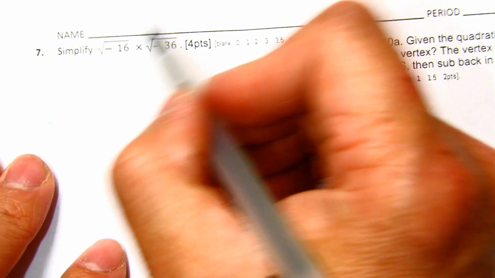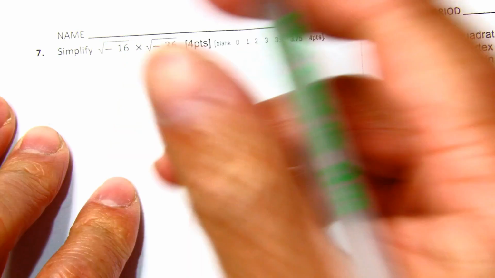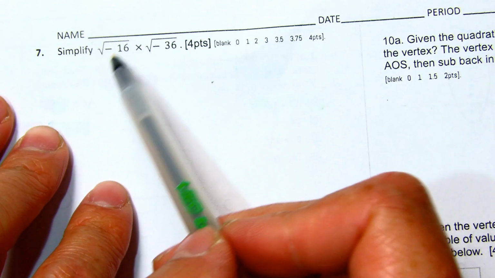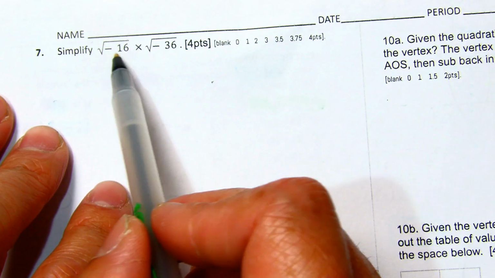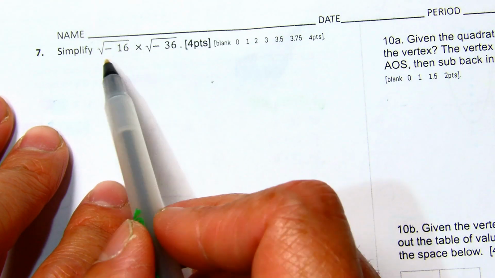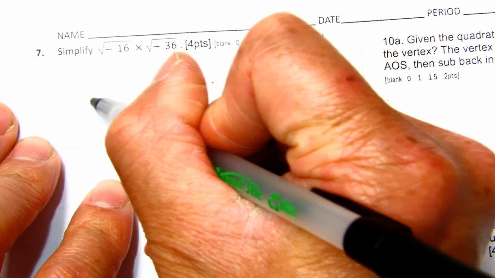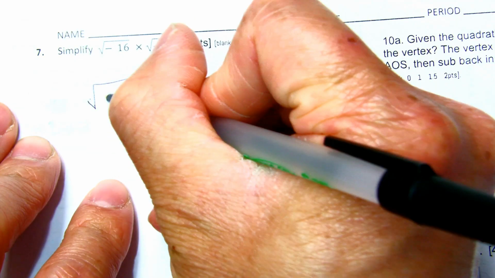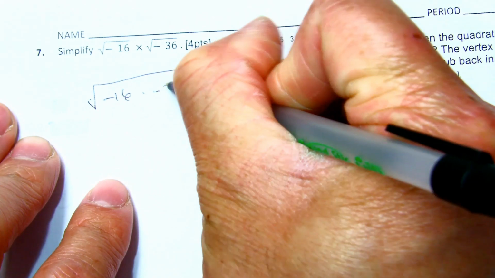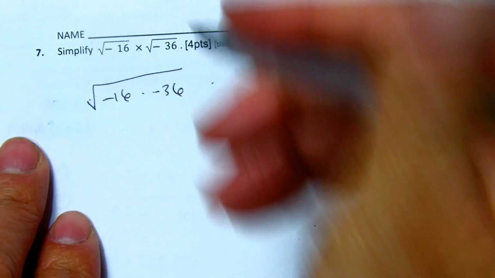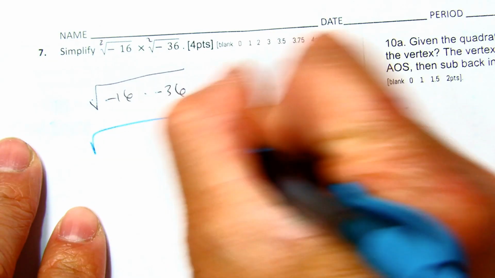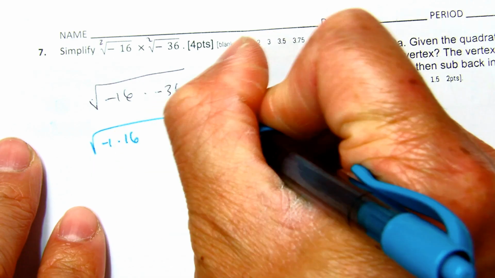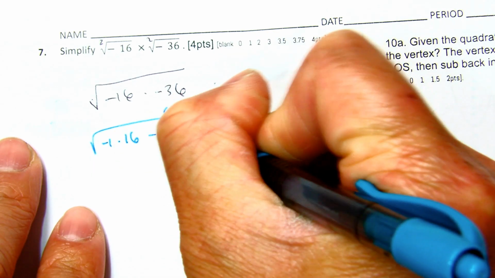Okay, in this problem, you could simplify it by simplifying this one separately and this one separately. You don't want to put them in the square root and then multiply. So negative 16 times negative 36. The reason why you can do this is because the index of that number is the same. So that will become negative 1 times 16, and this one will become negative 1 times 36.